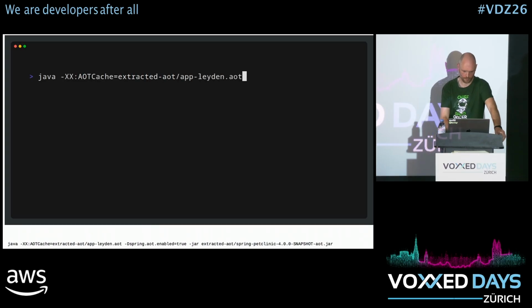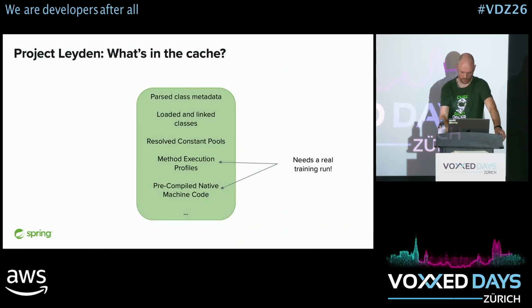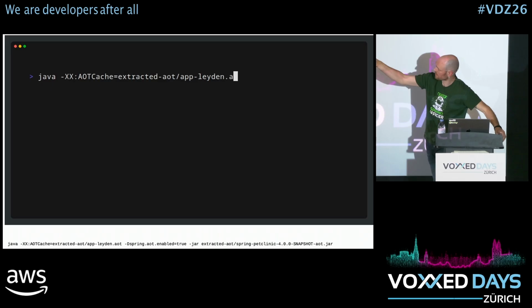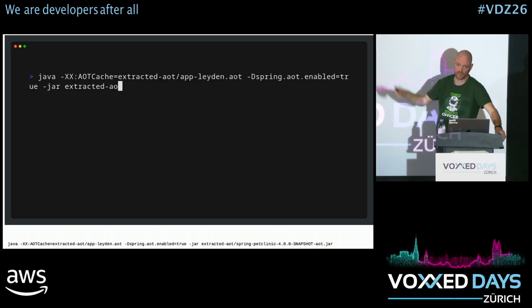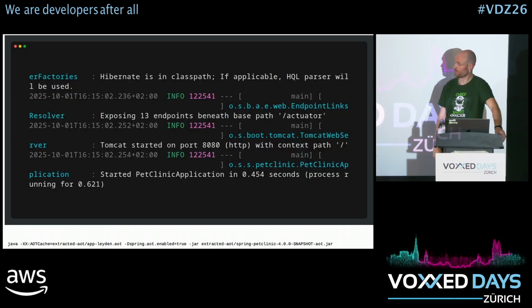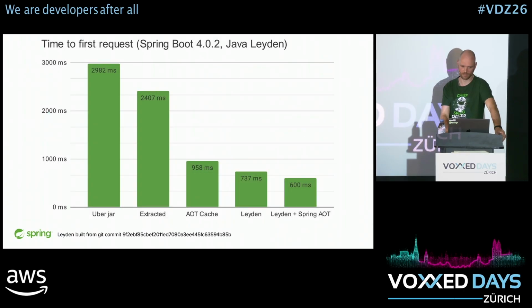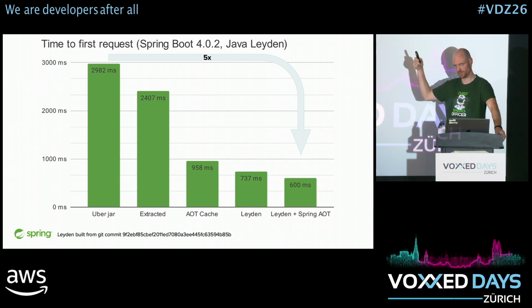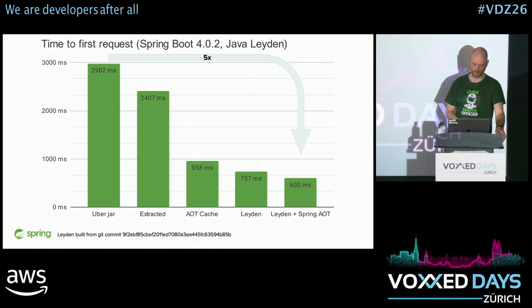Let's try that one. So this Java here, you see, this is the Leyden Java. This is a self-compiled Java from the Leyden repository. And now it starts up in 0.45 seconds. So we've gone down from 3 seconds to 600 milliseconds, which is a startup factor of 5x. This is what you can expect from future JDK upgrades once they merge Project Leyden into mainline.